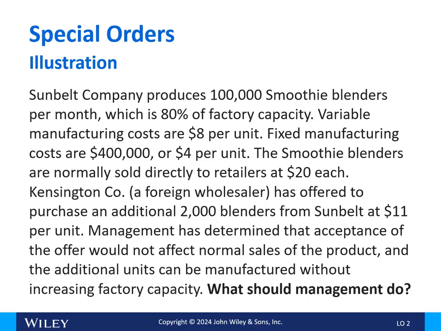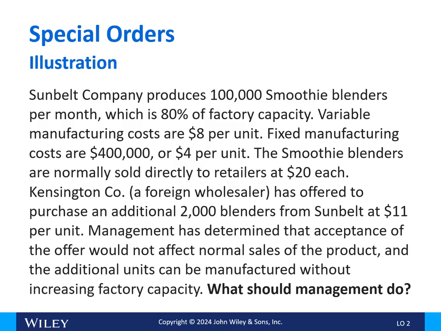So Sunbelt Company produces 100,000 smoothie blenders per month, which is 80% of factory capacity. Okay, we're only running at 80%, so we have capacity to make more. Variable manufacturing costs are $8 per unit. Fixed manufacturing costs are $400,000 or $4 per unit. Smoothie blenders are normally sold directly to retailers at $20 each.